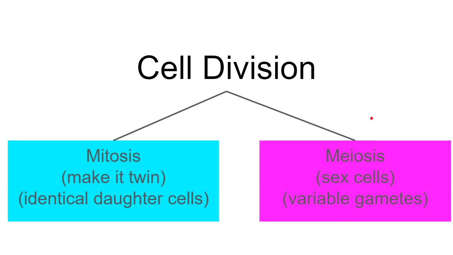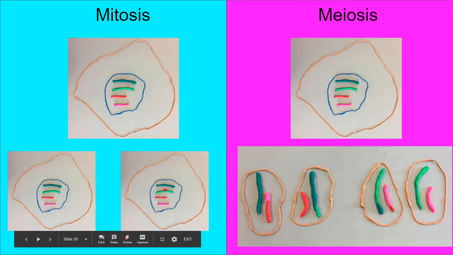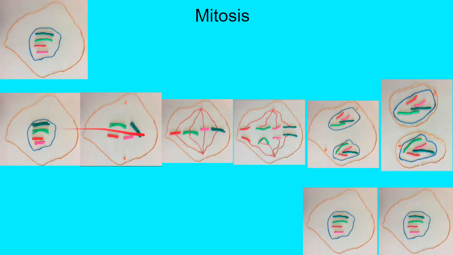So, quick recap, cell division, we've got mitosis, which is trying to make identical daughter cells, and meiosis, which creates sex cells or variable gametes. Mitosis, again, we get identical daughter cells. Meiosis, we get haploid, half as much DNA, and they're all slightly different from one another. Mitosis has one set of division, but again, a lot of the same things are happening. You still replicate the DNA, you still line things up in the middle, you still pull them apart.